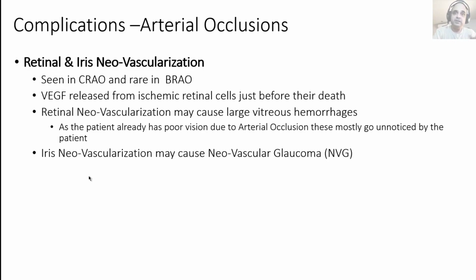Retinal neovascularization can cause vitreous hemorrhages, which basically go unnoticed by the patient because the patient's vision is so poor. Remember, the poor vision tends to persist simply because once the retina is dead, those neural elements are not going to come back.